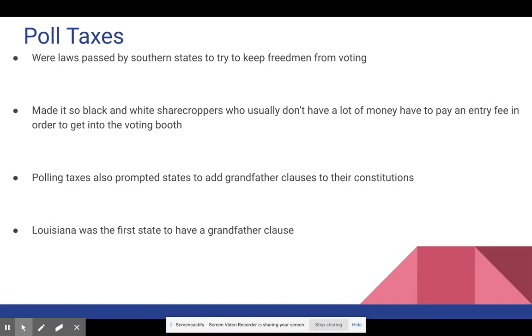Basically said that if your grandfather was born before 1865, then you could vote without having to pay the poll tax. However, in this case, this was before the 13th Amendment was passed, which made slaves free men. Africans free men. So it's just restricting the Africans' ability to vote.